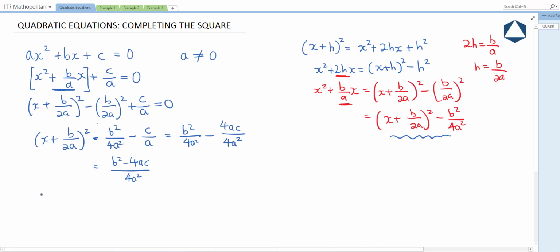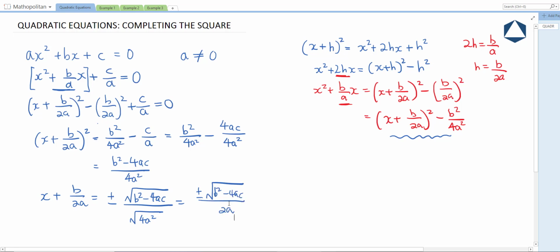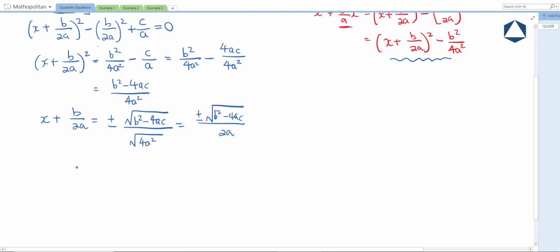And we'll take the square root on both sides, so x plus b over 2a is equal to the square root. When you square root, there's always a plus minus, and then there will be the square root of b squared minus 4ac over the square root of 4a squared, which is equal to plus minus the square root of b squared minus 4ac over 2a. So then we express x as negative b over 2a plus minus the square root of b squared minus 4ac, over 2a.